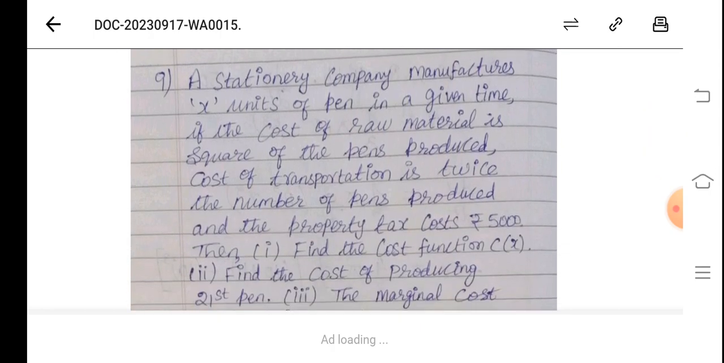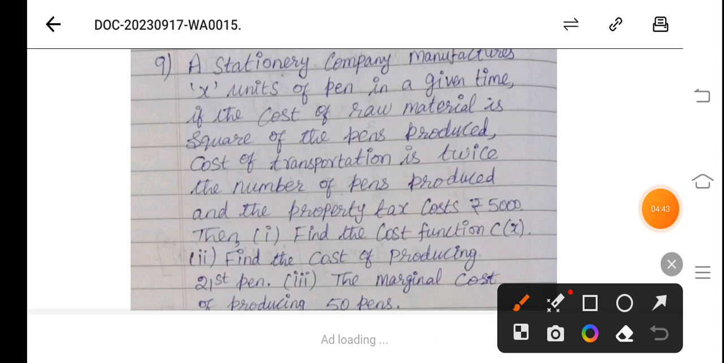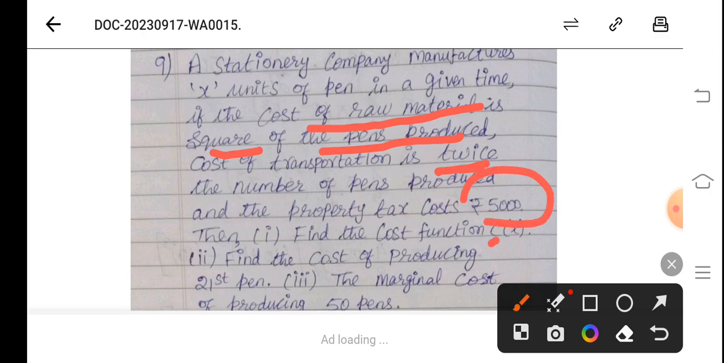A stationery company manufactures x units of pen in a given time. The cost of raw material is the square of the pens produced; we have to square the number of pens to get the cost of raw material. The cost of transportation is twice the number of pens produced. You know the difference: twice, not multiplied with a square. And the property tax costs rupees 5,000. Find the cost function and the marginal cost of producing the 21st pen.